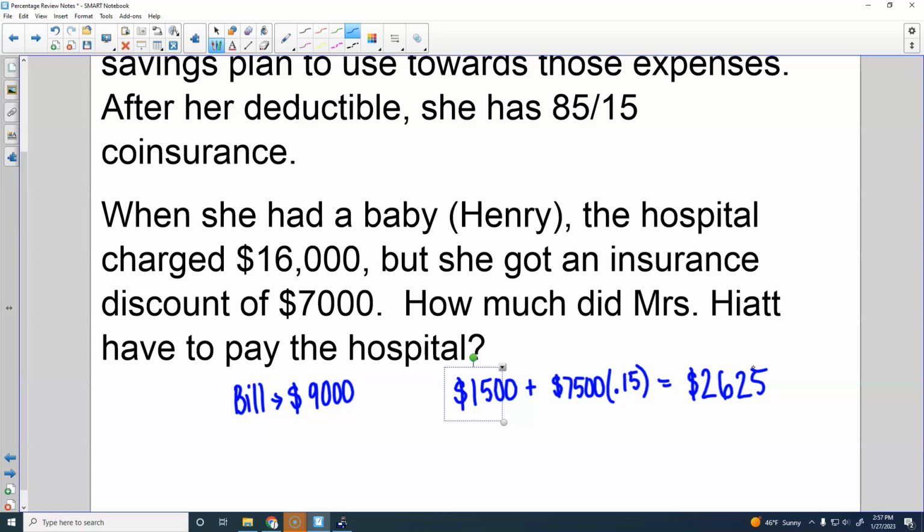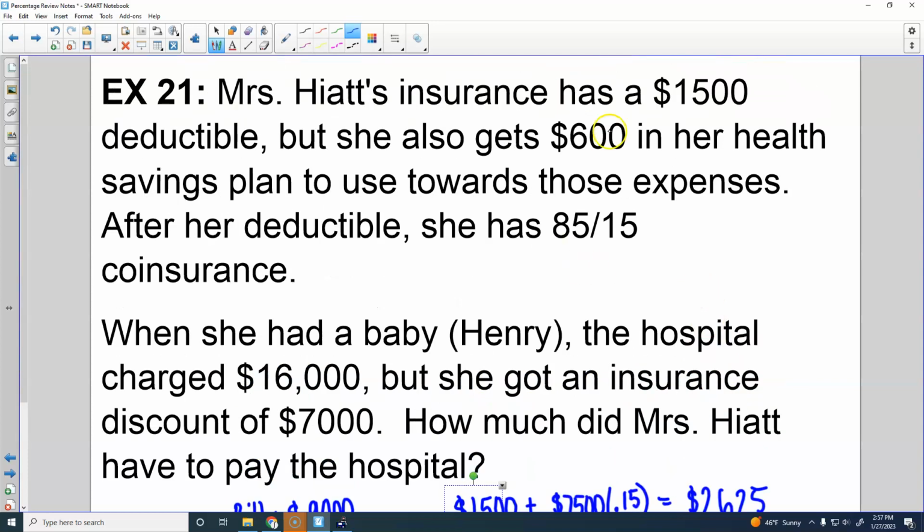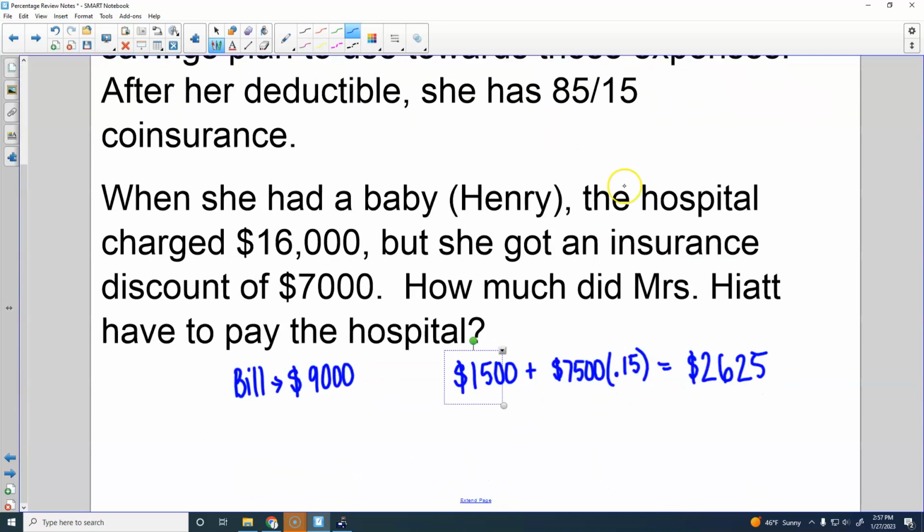Okay. $7,500 times 0.15 should be $1,125, and then you're adding the $1,500. Yeah. Okay, so $2,625. Now, I did have $600 in my health savings plan. So minus the $600 that was in my health savings plan, $2,025.